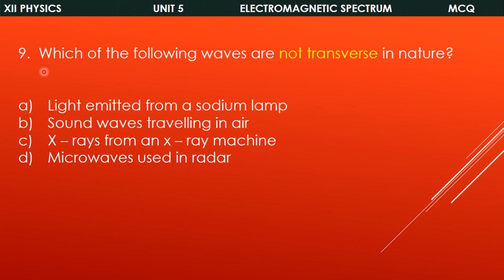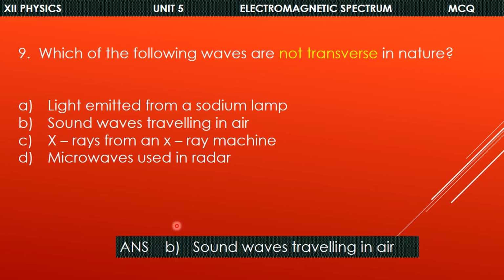Ninth question. Which of the following waves are not transverse in nature? Here the question indirectly means which of the following waves are not electromagnetic waves? The light emitted from a sodium lamp is electromagnetic wave. X-rays are electromagnetic waves. Microwaves are electromagnetic waves. Sound waves traveling in air are longitudinal and they are not transverse in nature. So the answer to this question is B. Sound waves traveling in air.